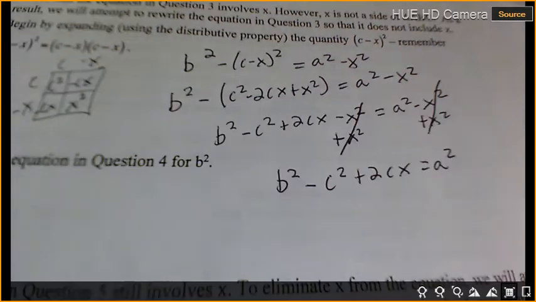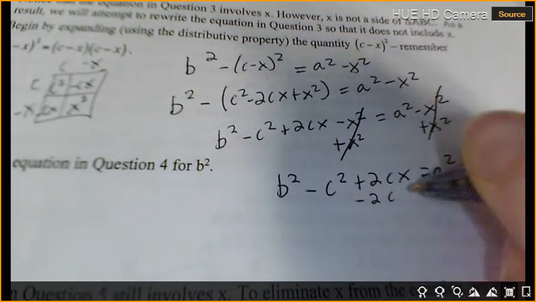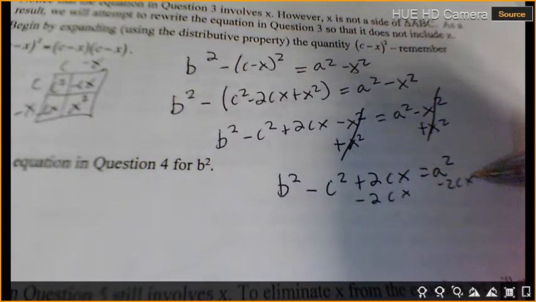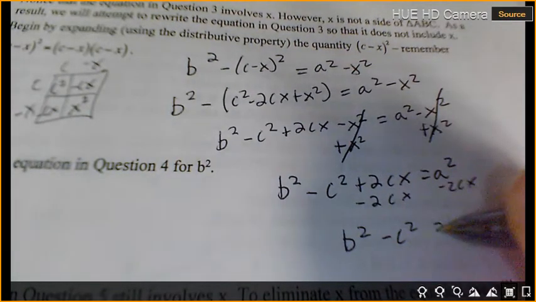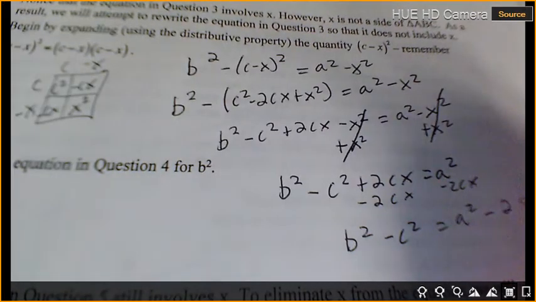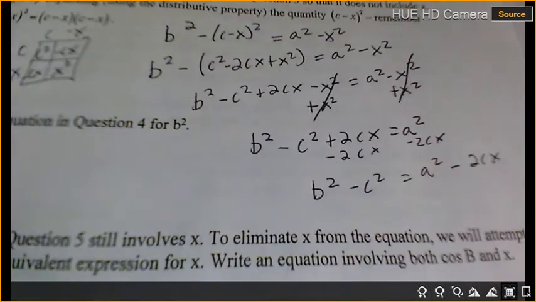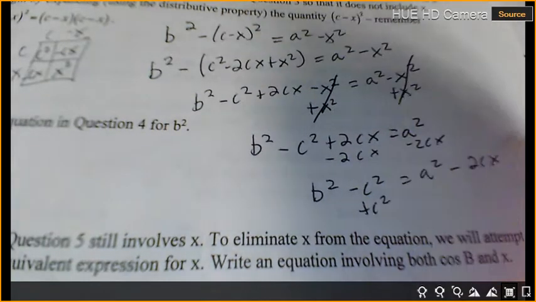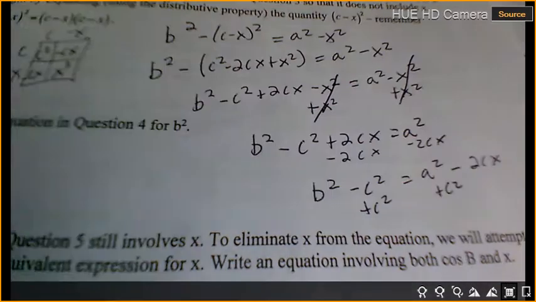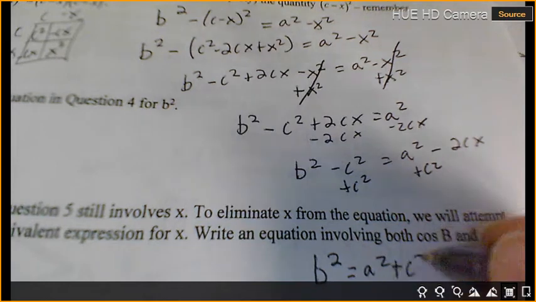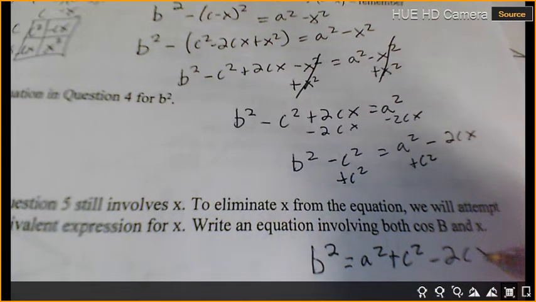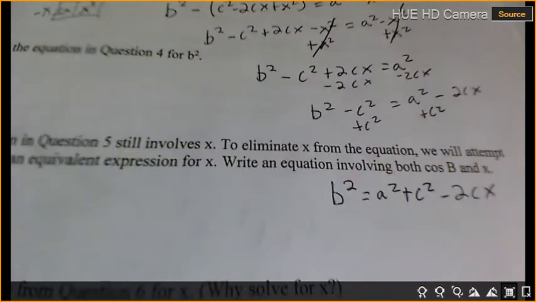Now it's asking me to solve everything for b squared. So I'm going to subtract 2cx, and I'm going to get b squared minus c squared equals a squared minus 2cx. And now I'm going to add c squared to both sides. And I'm just going to change up the order a little bit. So I'm going to end up with b squared equals a squared plus c squared minus 2cx. Okay, we still have an x.